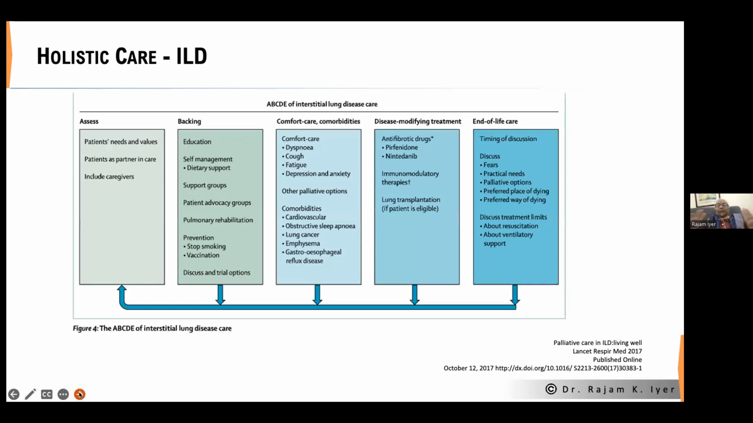So this is the framework for holistic care of ILD, which is A, B, C, D, E. And it's again from the same paper. I've shared that and I will share the slides. I don't think I should go into the details, but it's self-explanatory. And once you read the article, you will benefit from it. Before I step on to COPD, any questions, any thoughts, please let me know, and then we can shift to COPD.